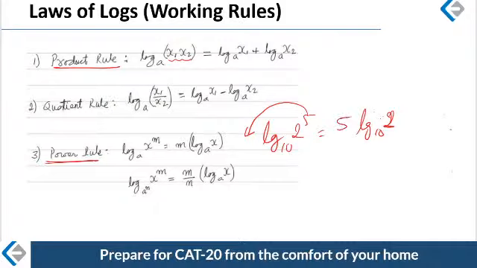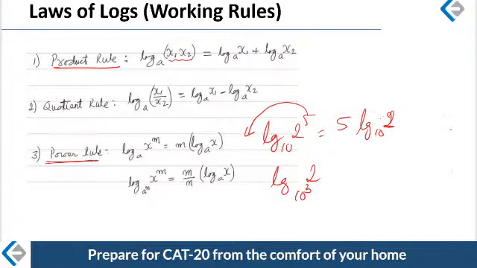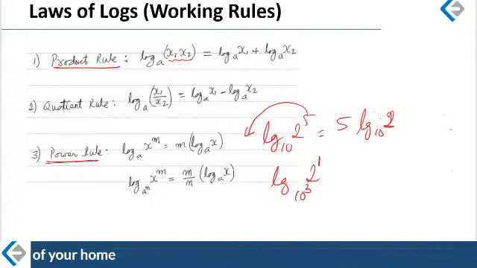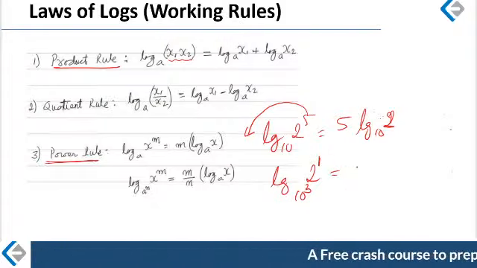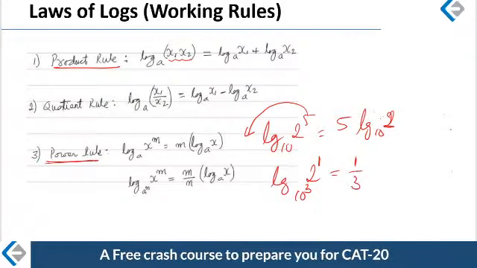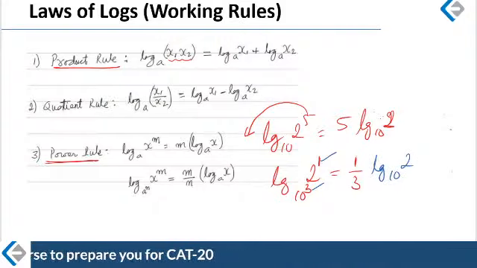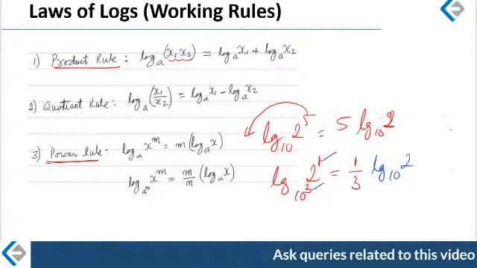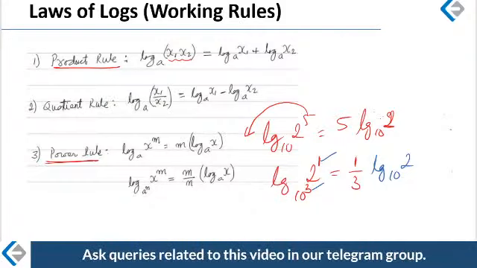What if I have log of 2 to the power 1 by 3, to the base 10? Now, what is the power here? It is 1 by 3. Therefore, you can write this as 1 by 3 times log 2 to the base 10. This is the function of the power rule, right? So all of you understood 3 rules.